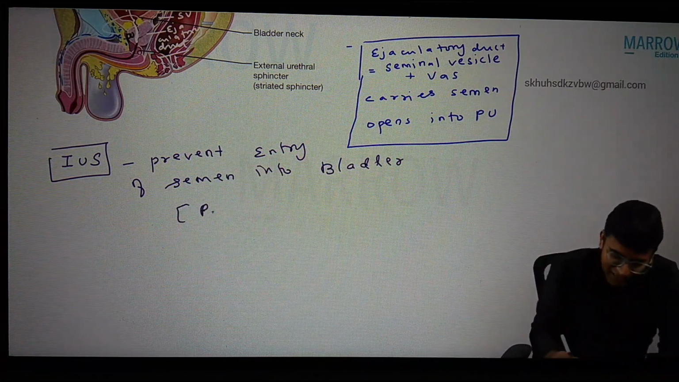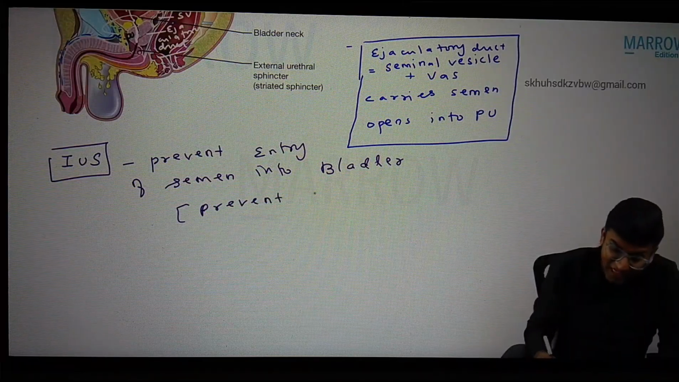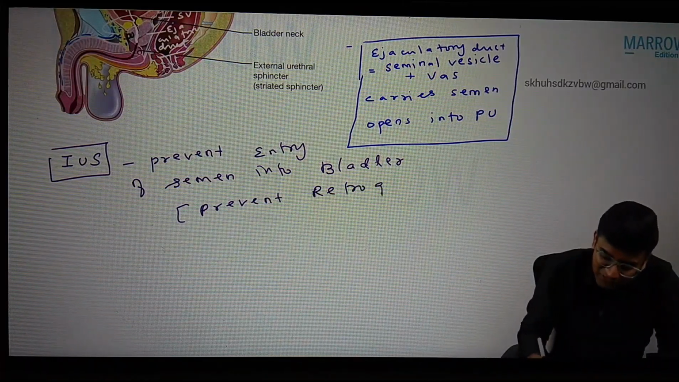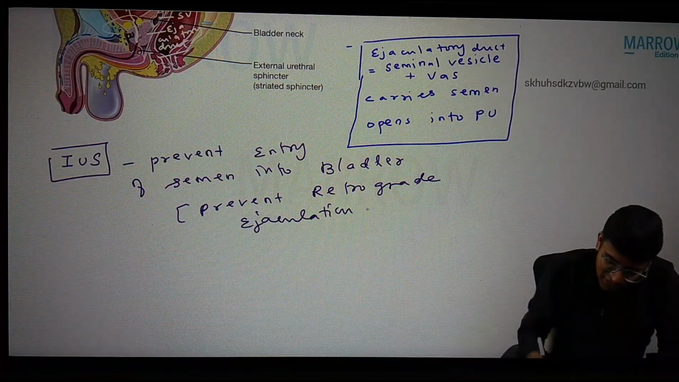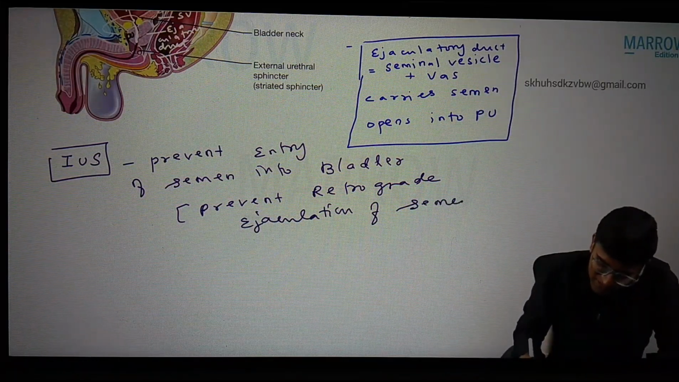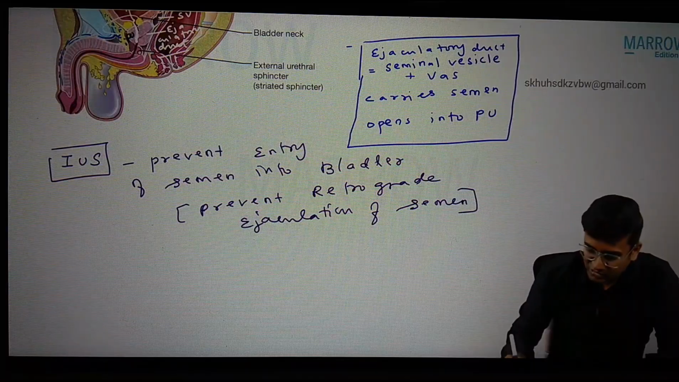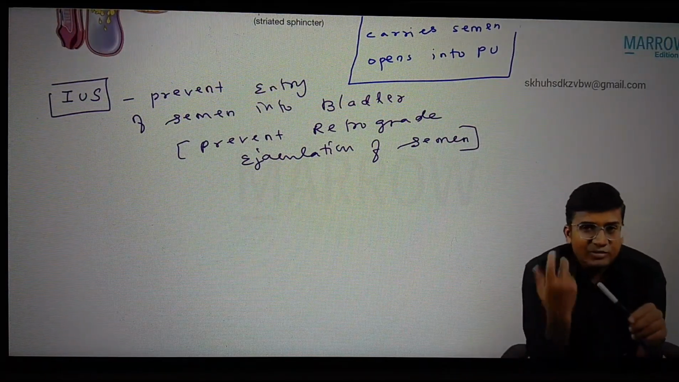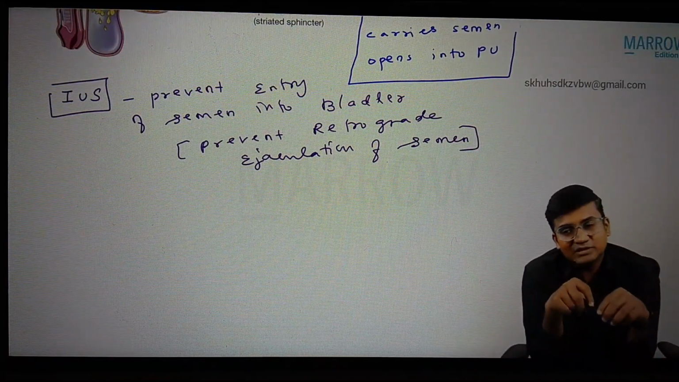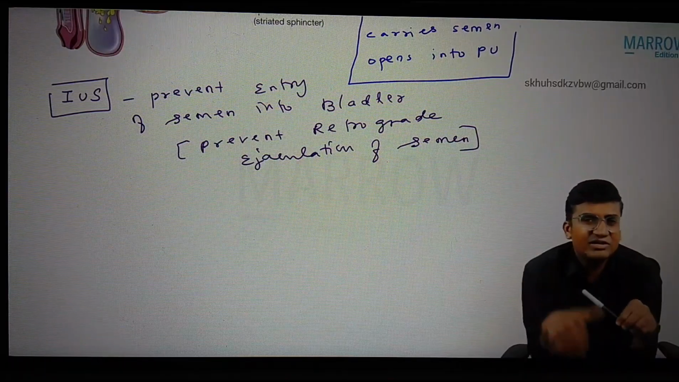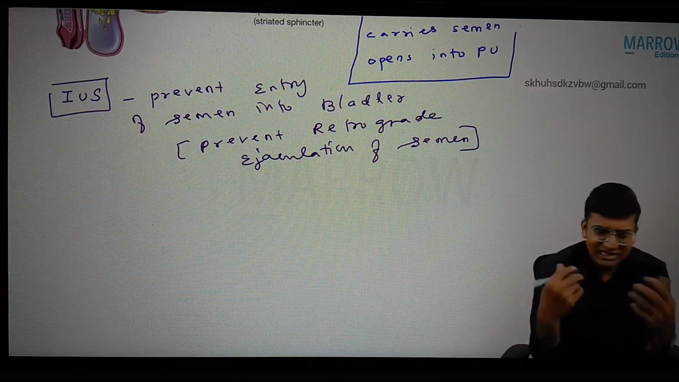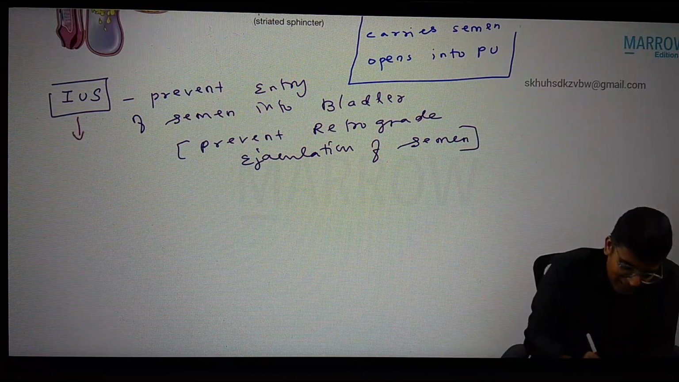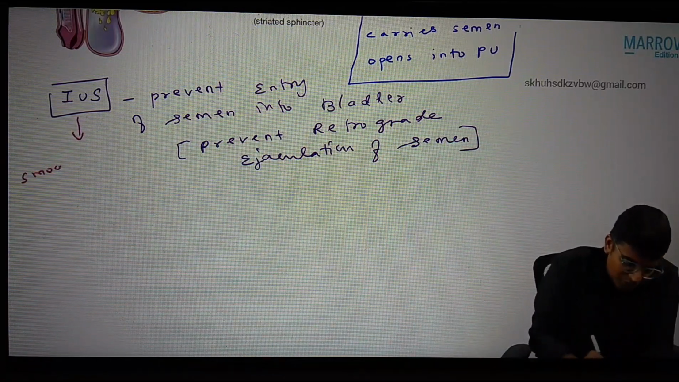This muscle prevents retrograde ejaculation of semen. Now, what type of muscle is the internal urethral sphincter? It is not under our control. We're not telling the sperm to go above or below. So the internal urethral sphincter is a smooth muscle.